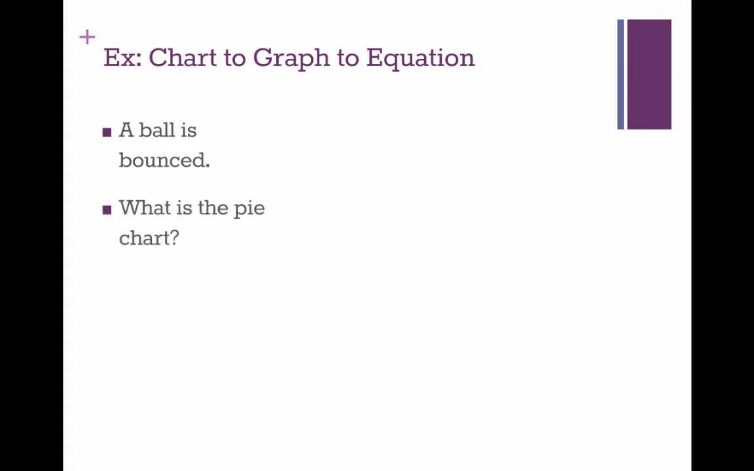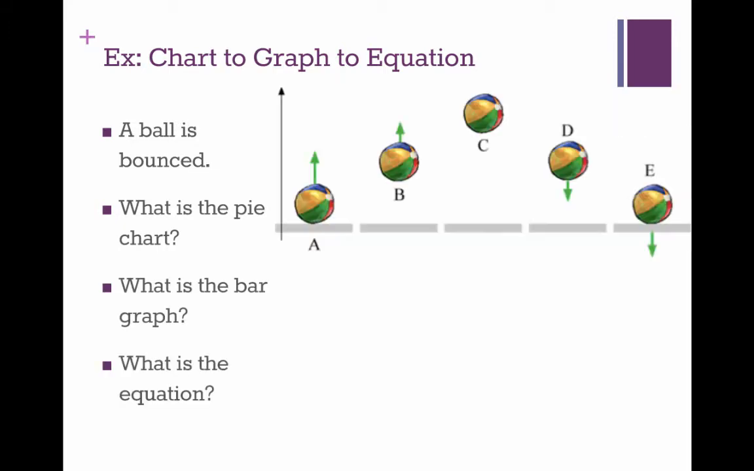So if a ball is bounced, we need to be able to do the pie chart, the bar graph, and then write the equation. So here's your example, and here's some background on it. The ball has just left the ground at position A. Okay, it's being bounced. So it has just left the ground at position A. It doesn't have any height, but it is moving at its fastest. Position B is halfway to the top of the bounce. Position C is all the way at the top. Position D is halfway down, and position E is right before it hits the ground.